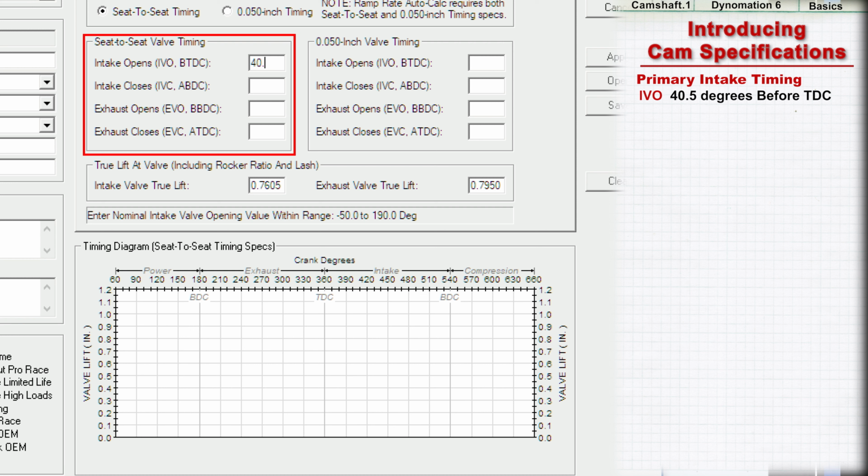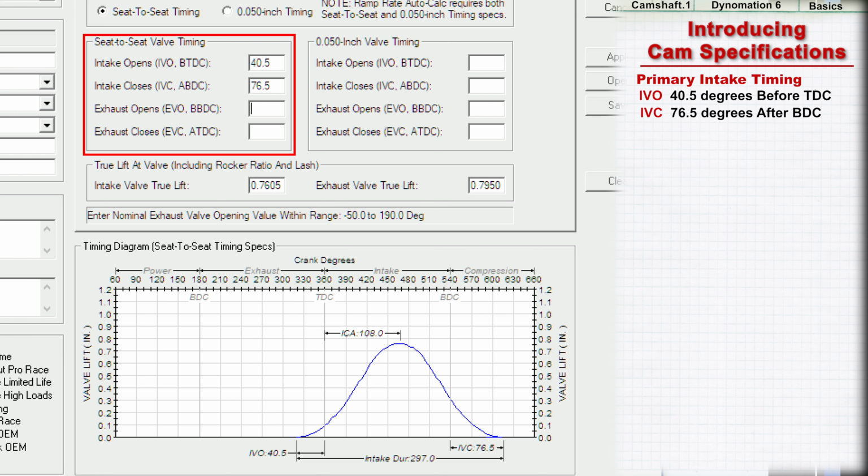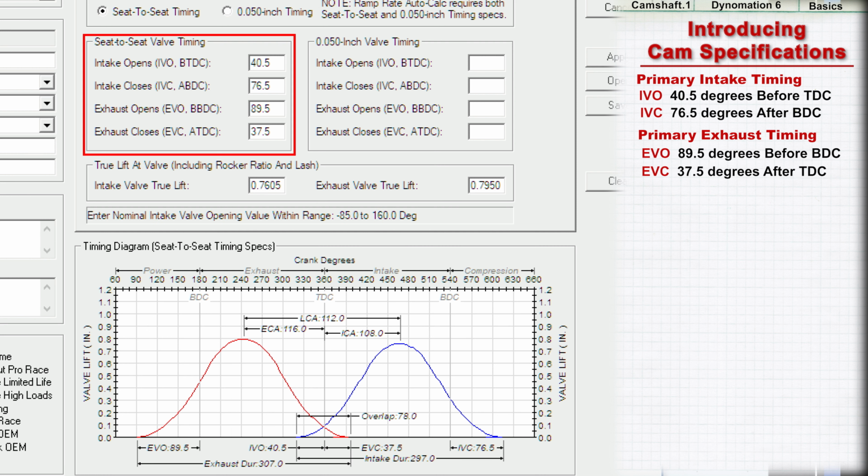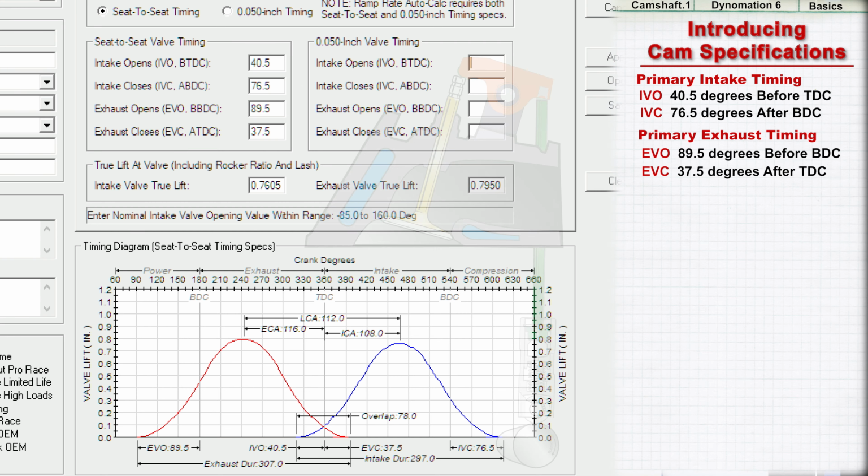Here, the intake valve opens at 40.5 crank degrees before the piston reaches top dead center, or BTDC. Intake valve closing falls at 76.5 crank degrees after bottom dead center, or ABDC. The exhaust valve opens at 89.5 crank degrees before bottom dead center, BBDC, and exhaust valve closing occurs at 37.5 crank degrees after top dead center, ATDC. So, primary valve event timing is defined in relation to piston and crank position.